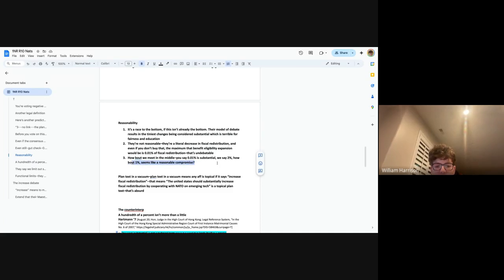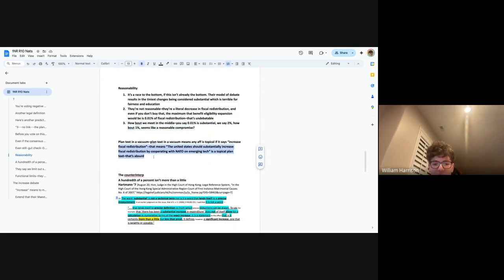And then this is a joke. I said that if you say 0.01% is substantial and 2%, we should make a reasonable compromise and say 1%. I thought that was funny, but this wasn't an actual argument. But I did get Parker Hopkins to laugh at it. He's a Missouri State debater.